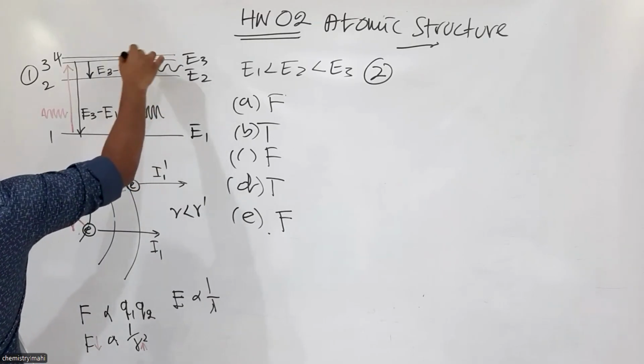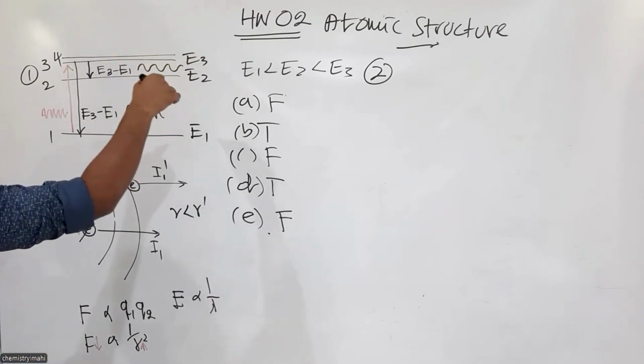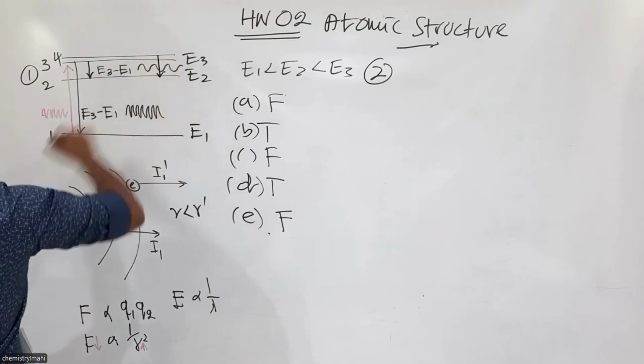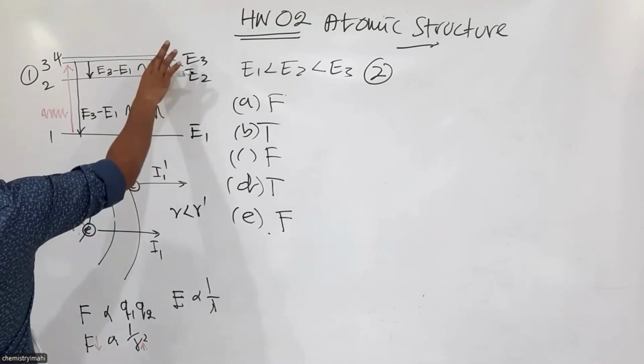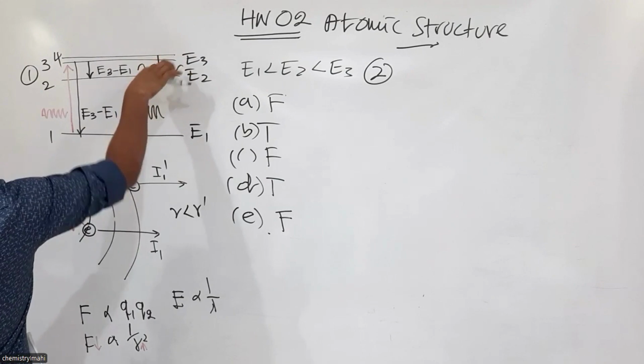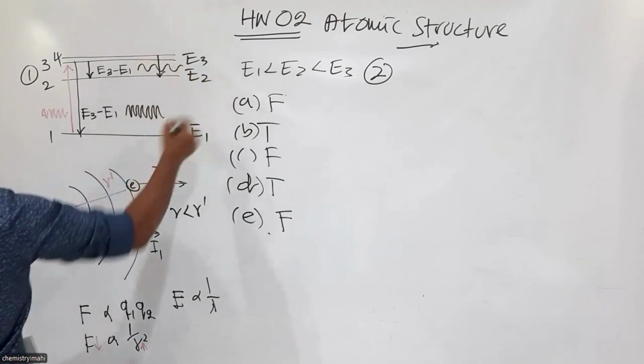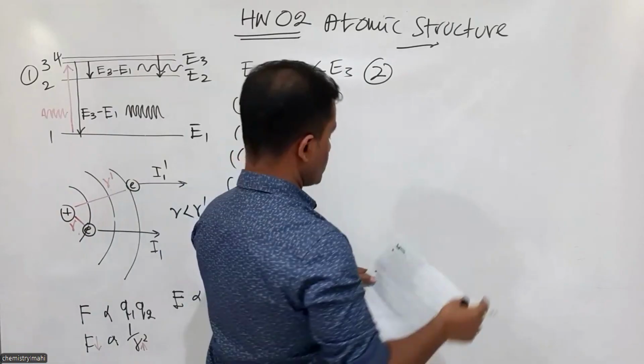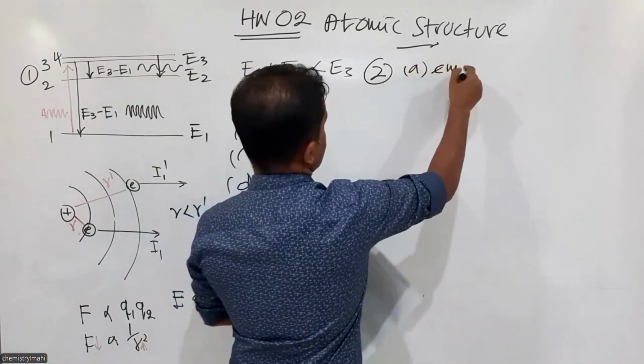I draw it here, 4 to 2. So when it comes from the fourth energy level to the second energy level, the energy of the electron decreases, meaning energy is emitted. Is the energy absorbed or emitted? Therefore, it should definitely be emitted.